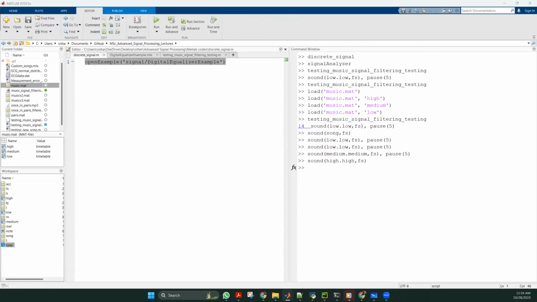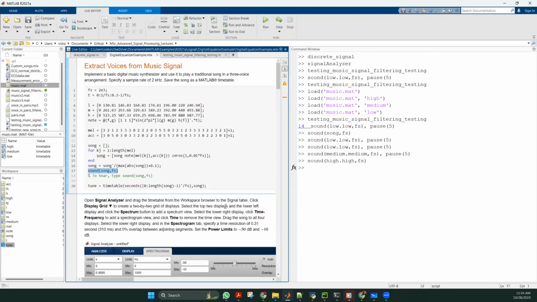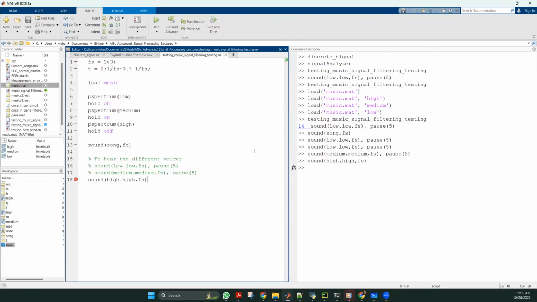Then you can see the example, and you can see what steps you need to follow in order to obtain the results, right? Then you can also do the same thing for your own audio signal. You can do the same thing for your own audio signals.